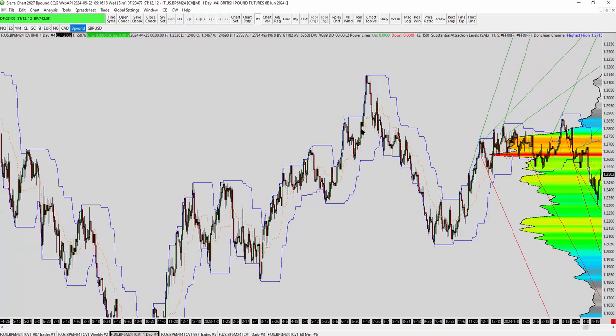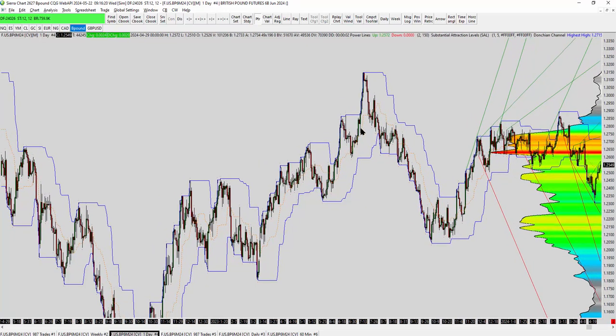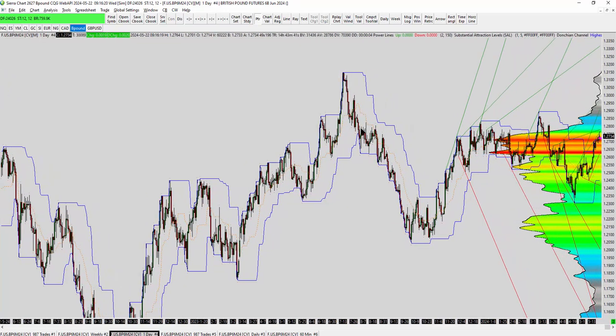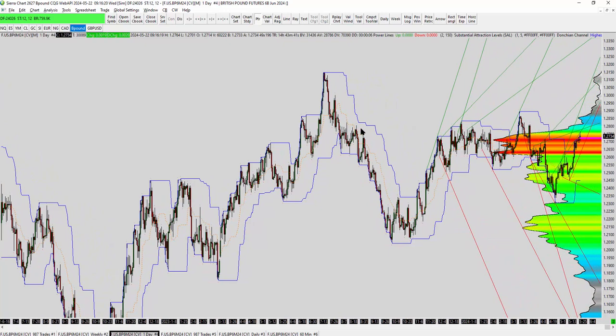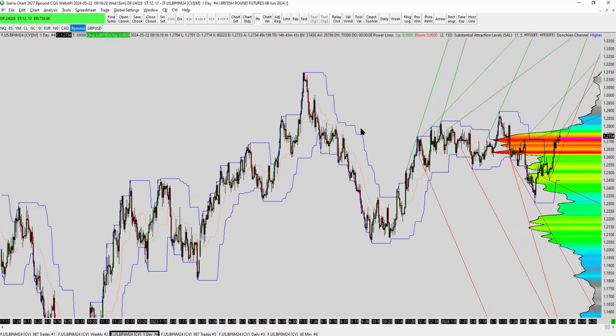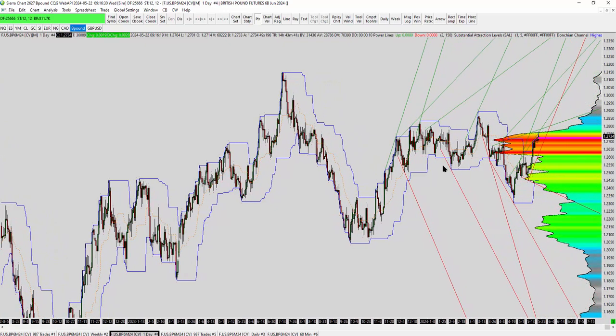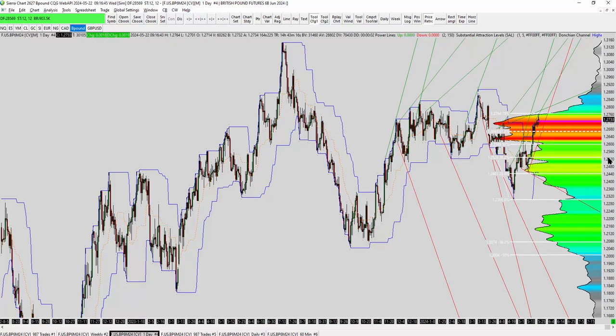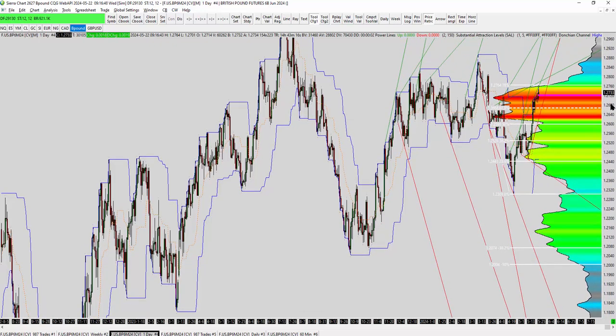See, it's orange, then slowly turned to red. The top of it represents resistance. Not only that, we have a power line, as you see, the green line, and there's another one on top of it. Not only that, if you do your Fibonacci retracement from the top to the bottom, you notice that we have touched the 78% retracement, or are about to touch it. I'm not sure if we touched it.